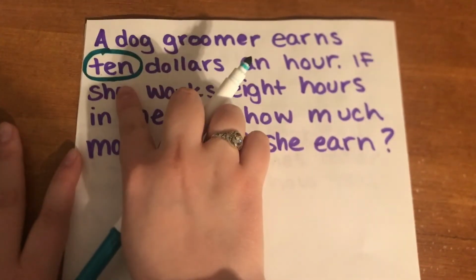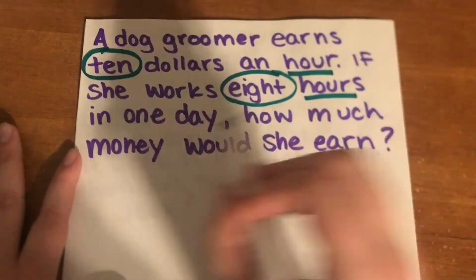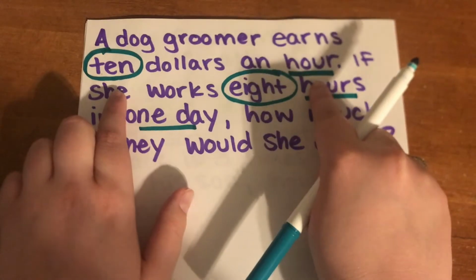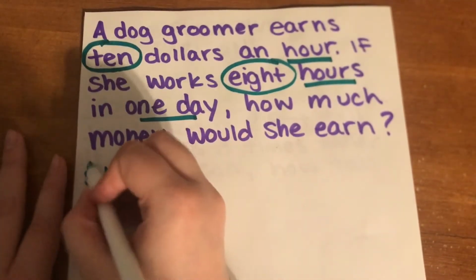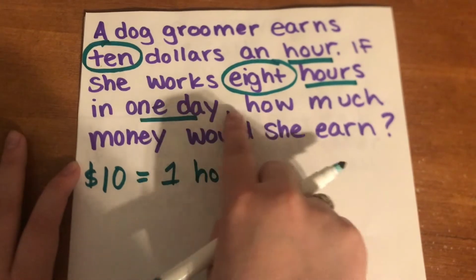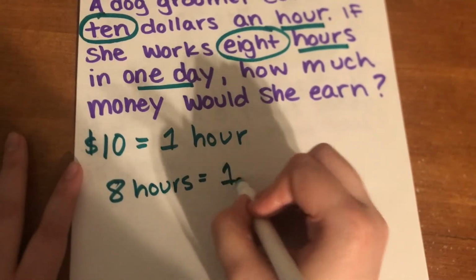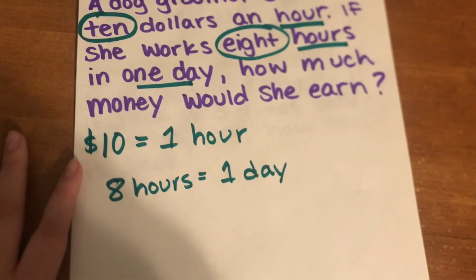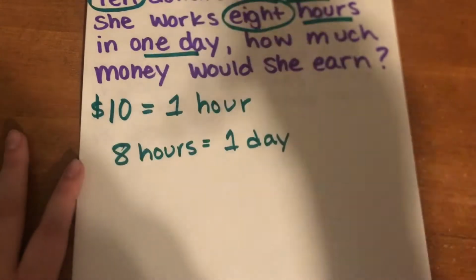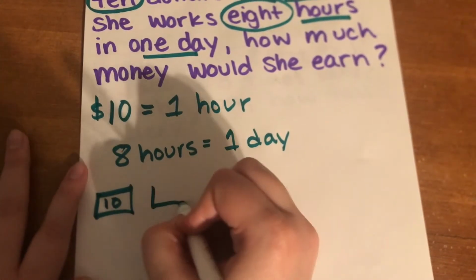So she earns $10 in an hour. And if she works 8 hours in one day, how much money would she earn? Okay, so $10 in 1 hour. And then it says that she works 8 hours in one day. So if we want to know how much she earns in that day, then we need to take our $10 and multiply it by 8. So that would be the same as having, so if we had 8 hours and there were $10 in every hour, that would be 8 groups of 10.